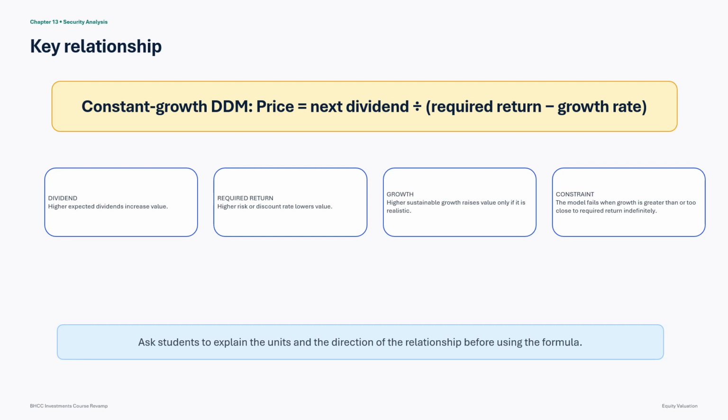No company can grow faster than the economy forever without eventually becoming the economy, which would create a few antitrust questions. The correct habit is to explain the units, direction, and assumptions before calculating. Higher dividends help, higher risk hurts, higher sustainable growth helps. Unsustainable growth makes the model look precise while quietly removing its meaning.